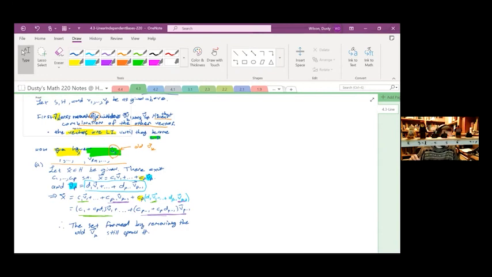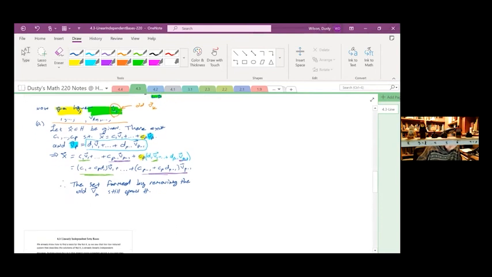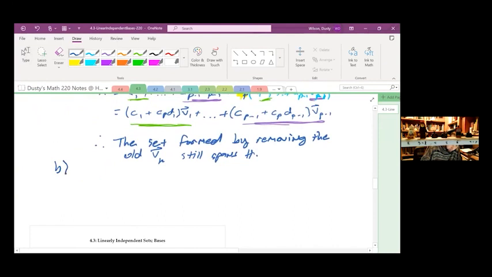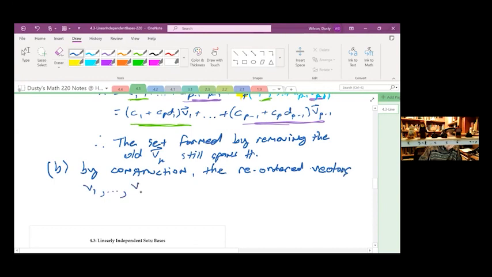So that's part A. Let's go on to part B. Part B asked us to show that if H is not equal to 0, some subset of S is a basis for H. So we can focus in on B. It says that by construction, the way we set it up, the reordered set of vectors V1 all the way to VP are linearly independent until they aren't.